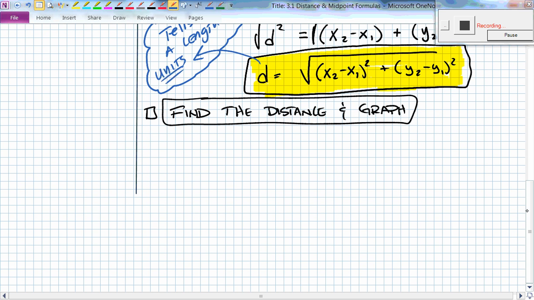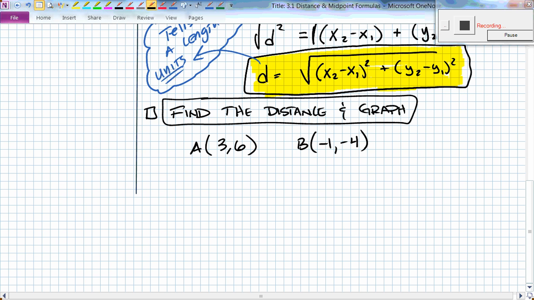Let's do an example together. We're going to find the distance and we're going to graph. I'm going to give you 2 points. The 2 points I'm going to give you are point A, which is at 3, 6, and the point B, which is at the point -1, -4. What we're going to do is we're going to set up a coordinate plane. We're going to take a guess as to what we think the distance might be, and then we're going to actually solve and see how close that we were.